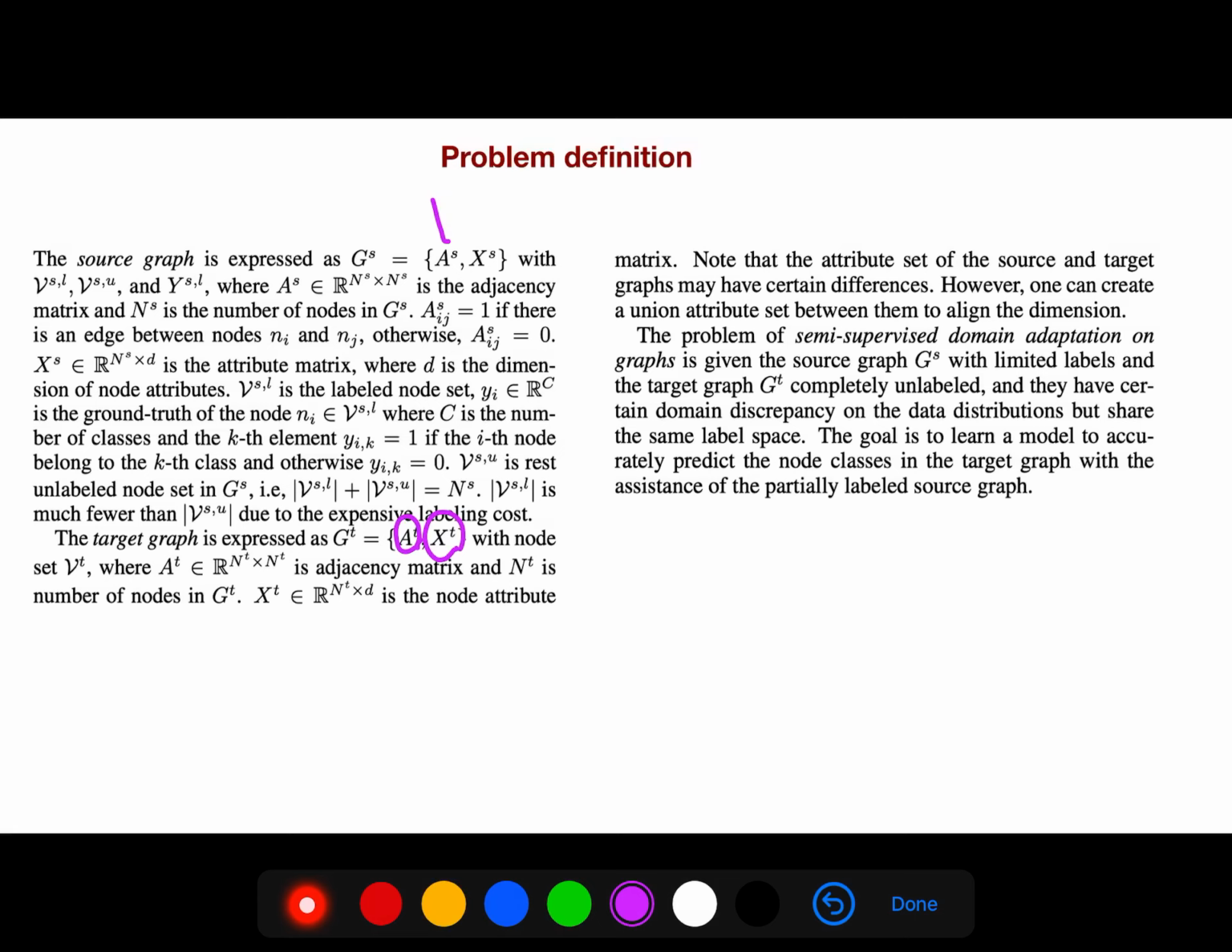So the problem of semi-supervised domain adaptation is that given this source graph with very limited labels, that's why we are saying that it's semi-supervised, and the target completely unlabeled, they have certain domain discrepancy on the data distributions but share the same label space. The goal is to learn a model to accurately predict the node classes in the target graph with the assistance of the partially labeled source graph.